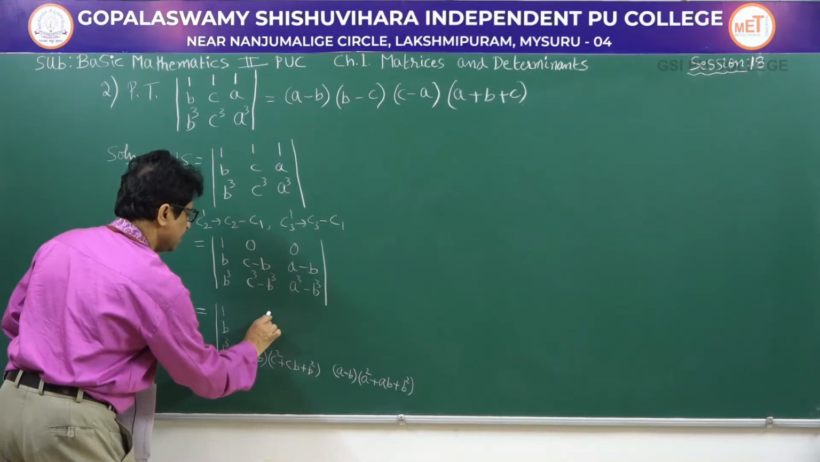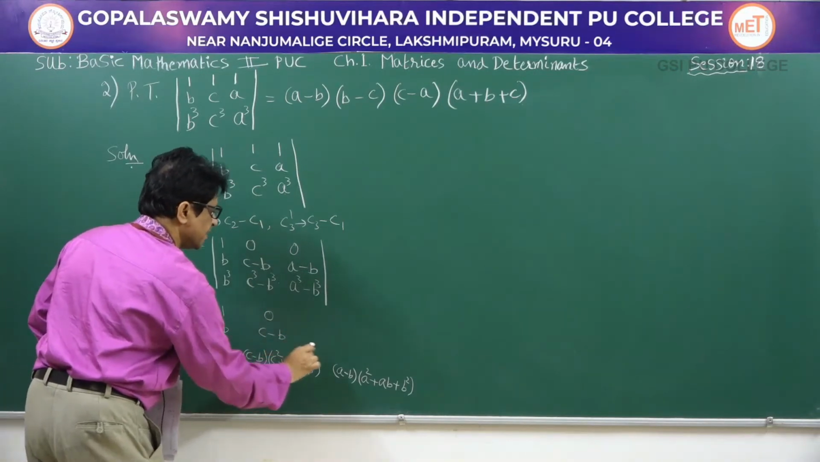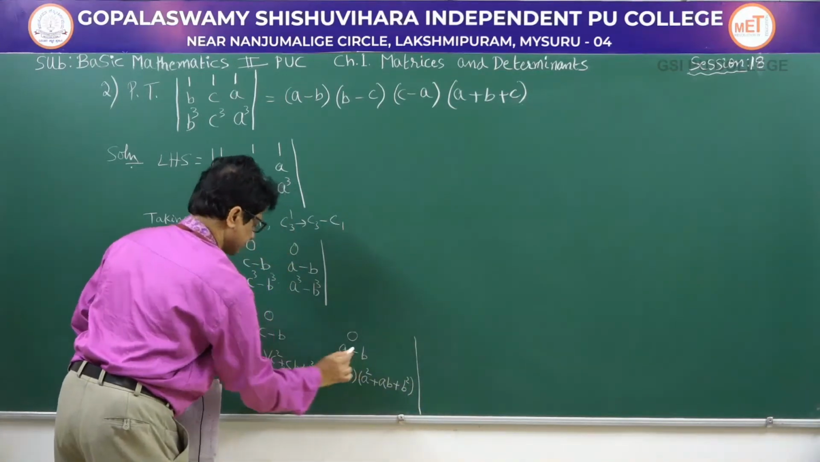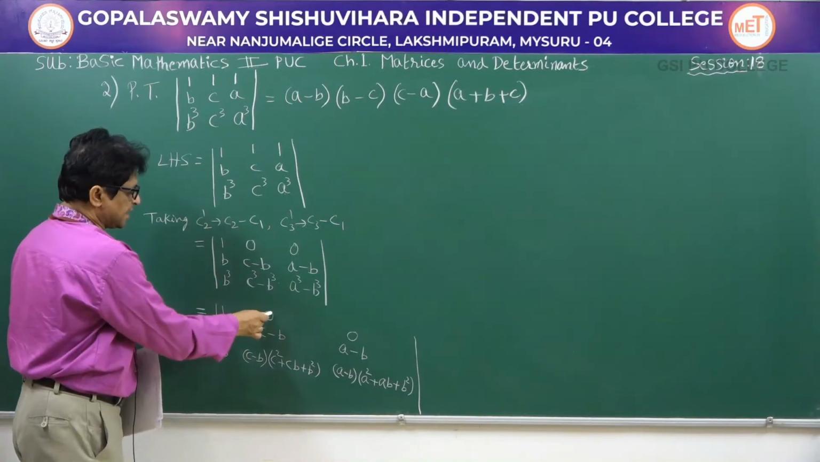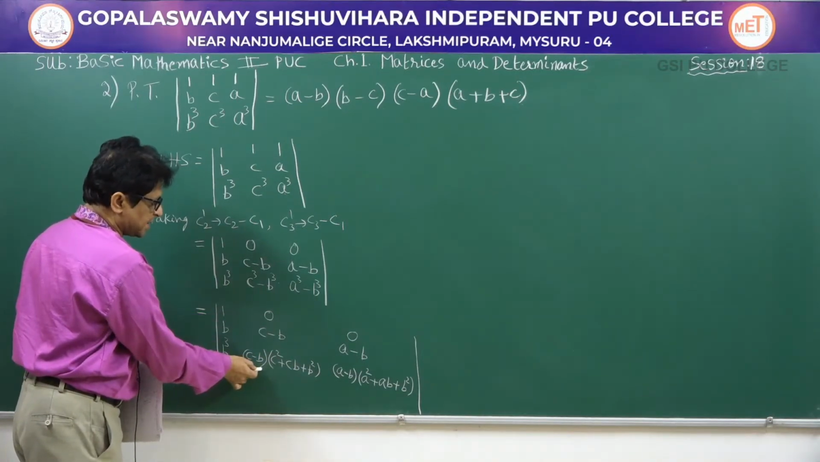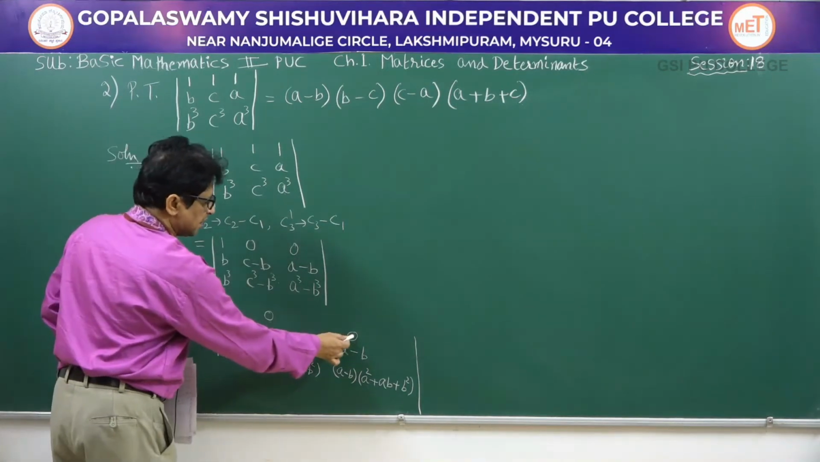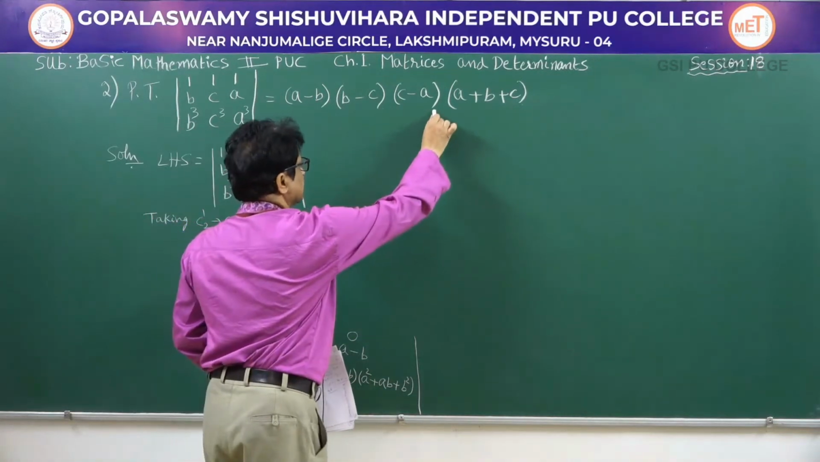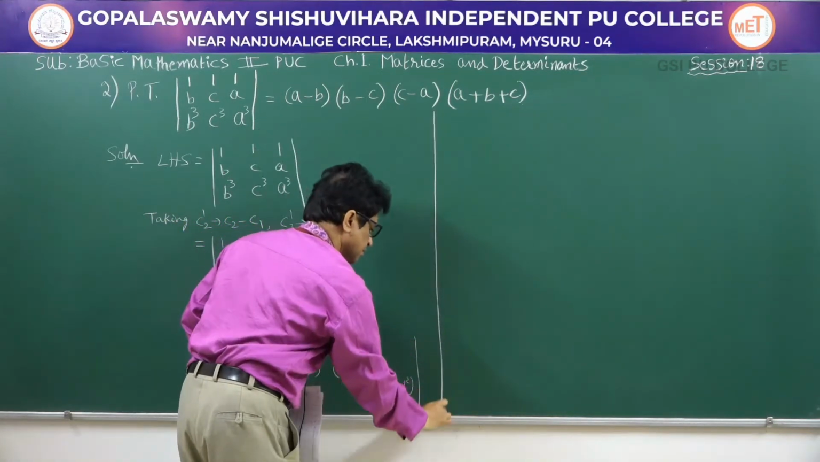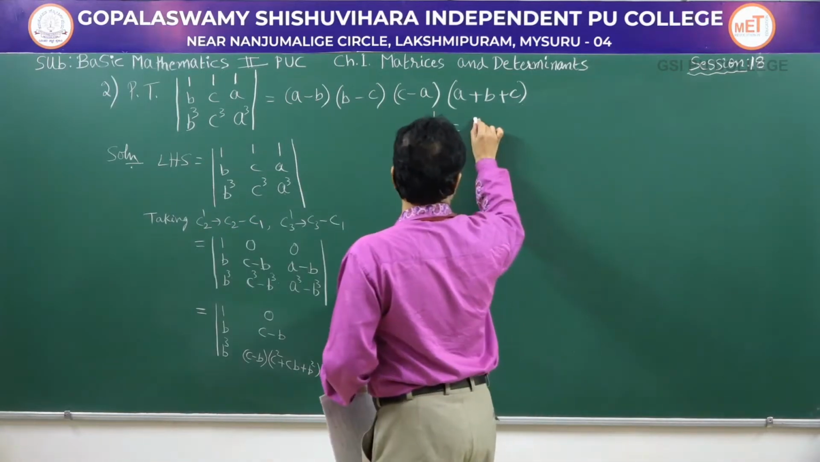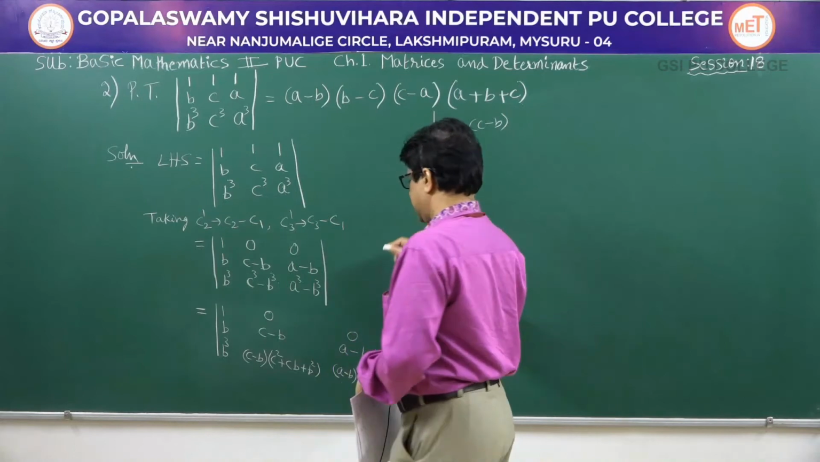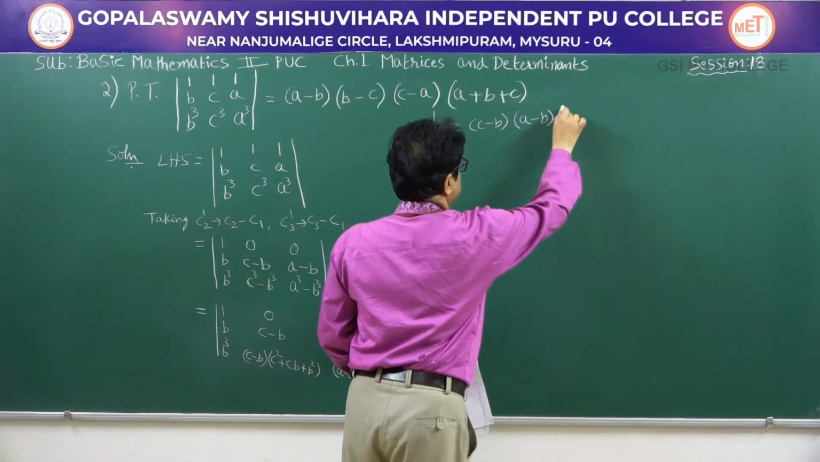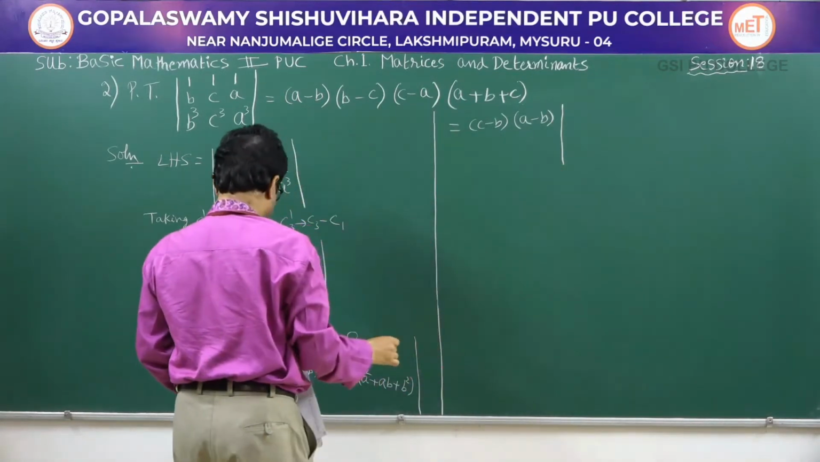1, b, 0, c minus b, 0, a minus b. If you observe here, in the second column we can take c minus b common. In the third column we can take a minus b common. That will be equal to c minus b into a minus b into determinant of.